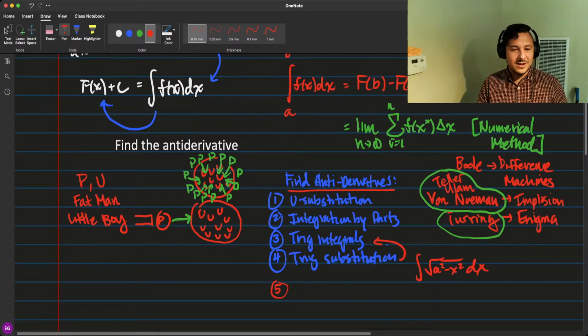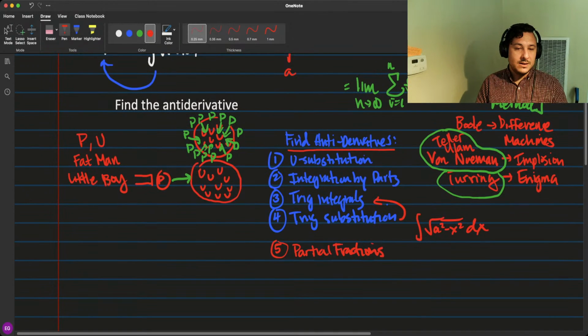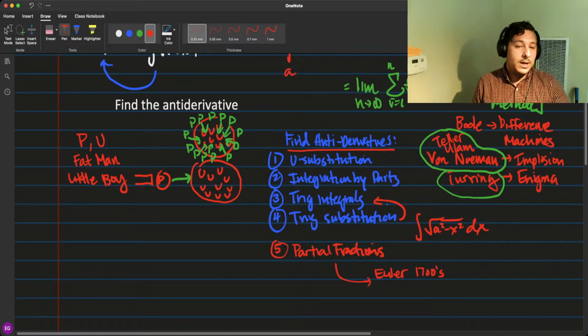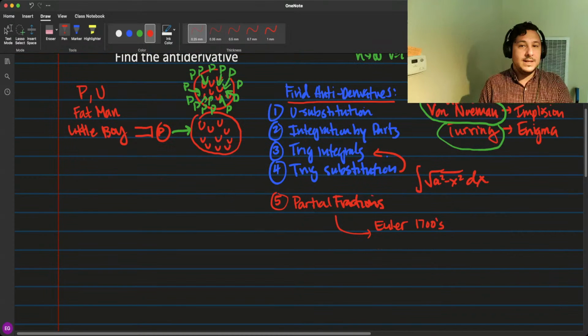Now we're learning a new thing called partial fractions. This is actually a really old technique. Euler came up with it in the 1700s. It's been around forever. Okay, so let's talk about it. Where does this idea come from?